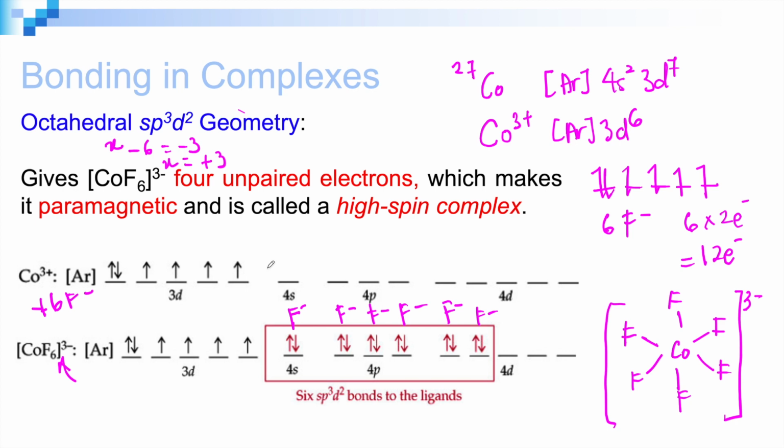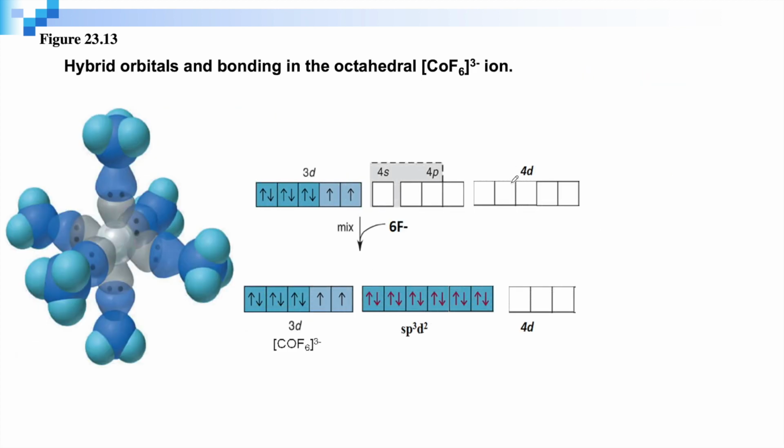This is the 3d6. I think this is right. Please do correction here. This is not 3d8. It's supposed to be 3d6, with no paired electrons here and also here. Right, so this is the 3d6.